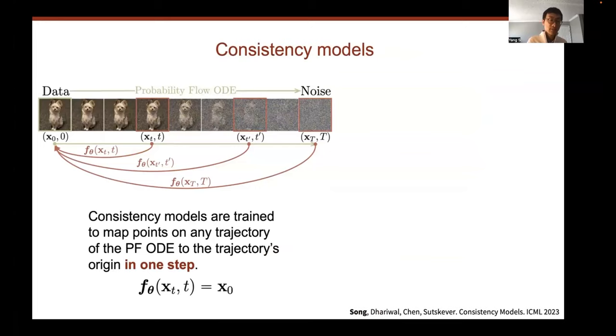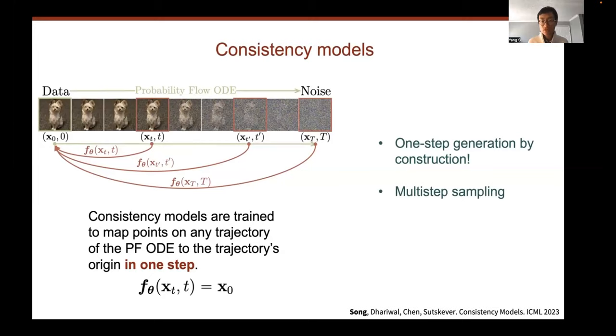The idea is we want to map any point on any trajectory of the ODE back to the trajectory's origin in a single step. So by definition, consistency models will be able to generate samples from noise in a single step. This is much faster than diffusion models because they need lots of iterations. And moreover, consistency models can generate samples using multiple steps to trade compute for sample quality. It also preserves the property of diffusion models on zero-shot image editing.